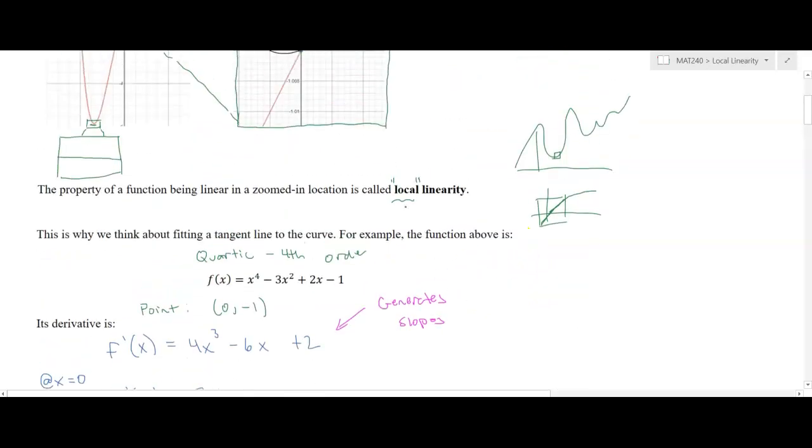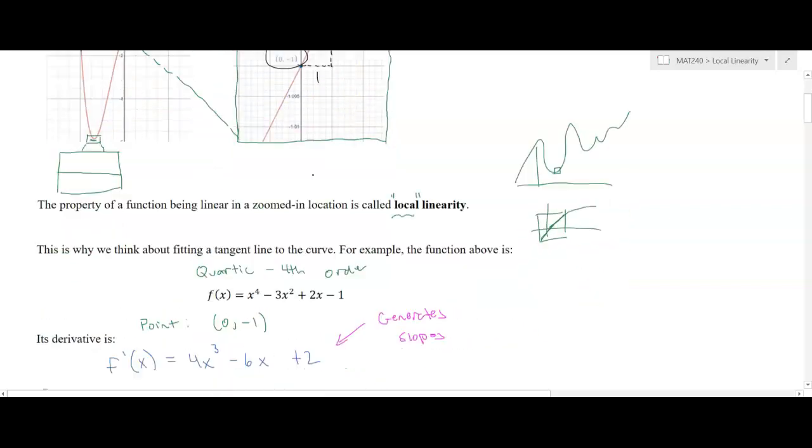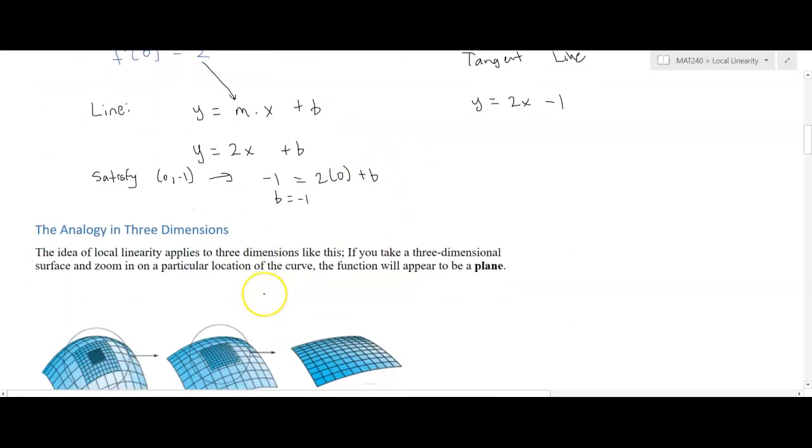And that seems reasonable. We can confirm, in fact, that this line does go through (0, -1), and that if we computed a rise-to-run ratio, this should be a rise-to-run ratio of 2 to 1. And that's how we did this in Calculus 1. Now in 3 dimensions we have a similar analogy.